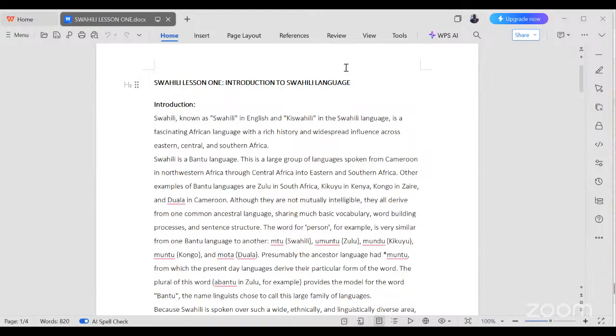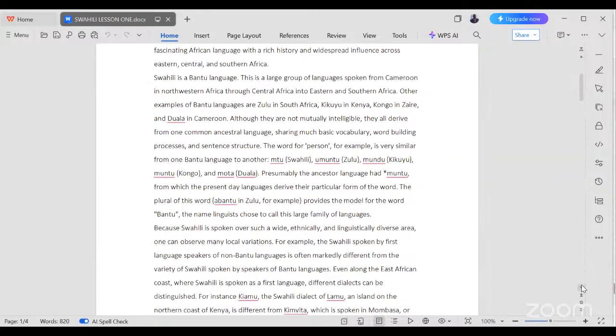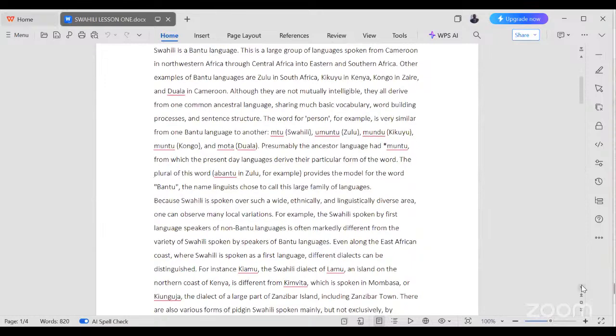If you go to Kikuyu, you'll get the word called Mundu. If you go to Congo, you'll get it called Muntu. And if you get to Douala, Cameroon, they call it Mota. So you realize that there's a close correlation of the Swahili language with so many other communities.